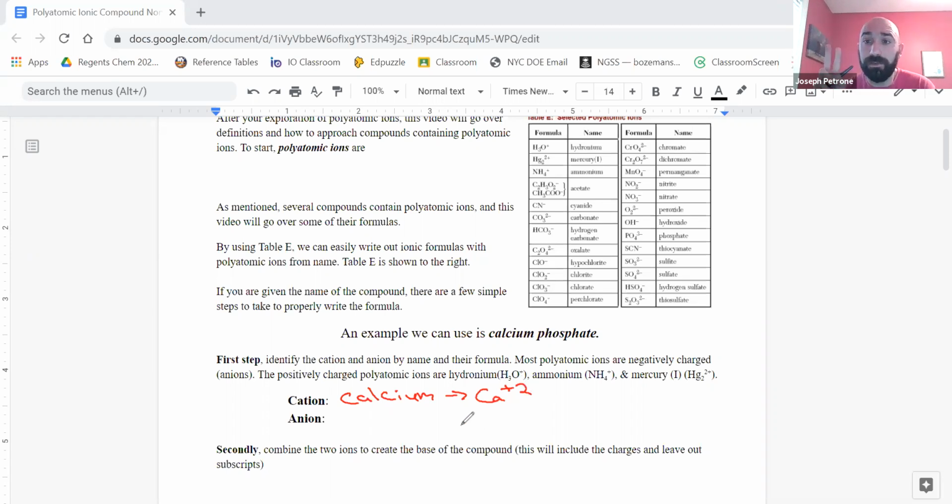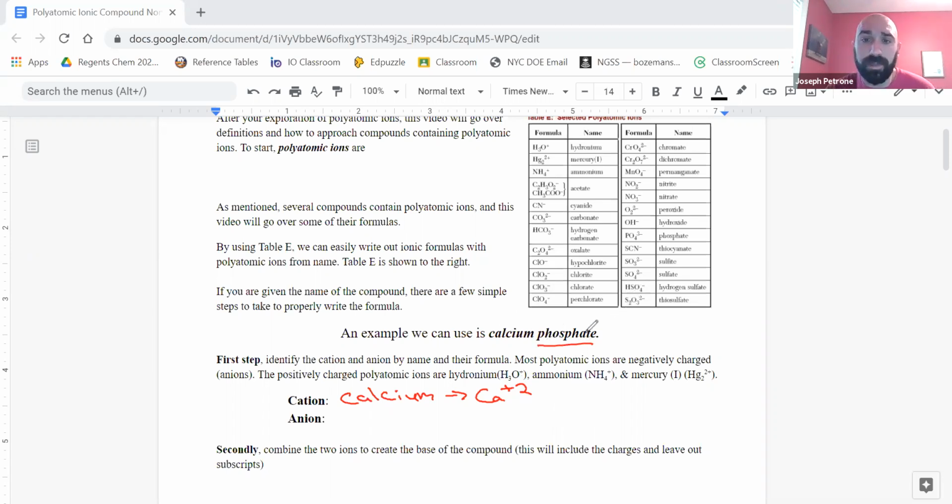Calcium is a group 2 metal. It's an alkaline earth metal. It has 2 valence electrons, so it wants to lose those 2 in order to look like a noble gas. That's why it is a +2 charge. The anion here is phosphate. So phosphate is one of these polyatomic ions.